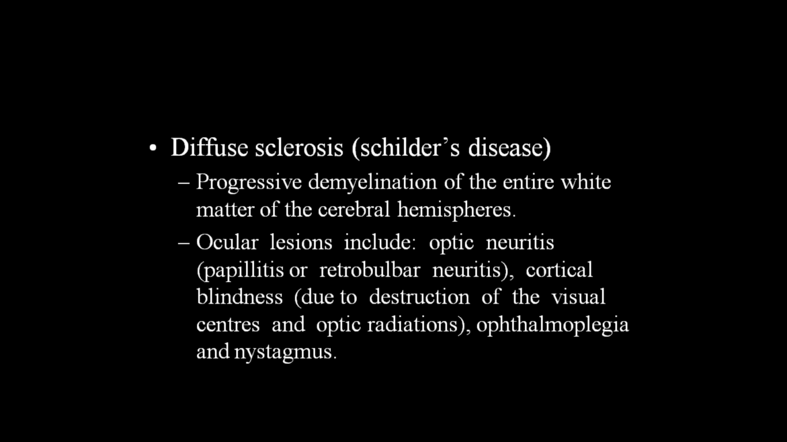There is another condition called diffuse sclerosis or Schilder's disease. Here there is progressive demyelination of the entire white matter of the cerebral hemisphere. What are its manifestations? It can be either papillitis or retrobulbar neuritis, basically optic neuritis. The patient can have cortical blindness due to destruction of visual centers and optic radiations, and can also have ophthalmoplegia and nystagmus. Ophthalmoplegia means the eye is not able to move in any direction; the eye is fixed in the center. So these are all examples of demyelinating conditions.